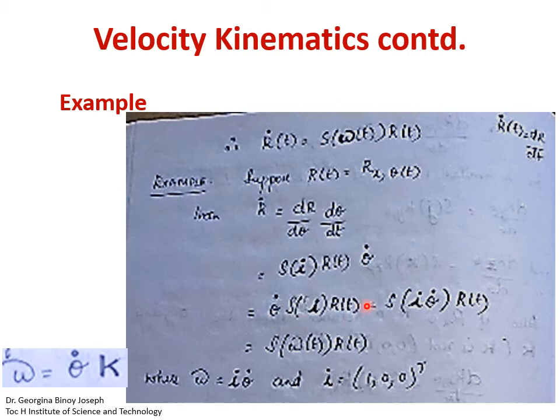I'm just going to rewrite this as theta dot into S of i into R of t. This is not very clear, so keep your notes with you. So it is equal to, I'm just going to take this theta dot inside, S of i theta dot into R of t. We had seen in the first slide itself, omega is equal to theta dot into k, where k is the axis of rotation. So our axis of rotation is i. So theta dot into i will give me what? Omega. So S of omega of t into R of t, which is the result that we got. So very, very important result that simplifies the computation of velocity kinematics.